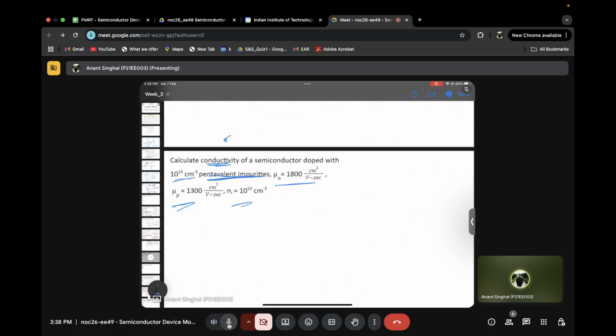Okay, so even before starting, can anyone tell what do we mean by pentavalent impurities? We discussed this in the last lecture. Yeah, N-type. That is good. So N-type impurities are group 5 impurities, and since they have extra electrons, they are N-type impurities. So this value, 10 to the power 16, is nothing but N, or ND to be precise. So now you can try the problem. It should not take more than 2 minutes, and type your answers in the chat box.